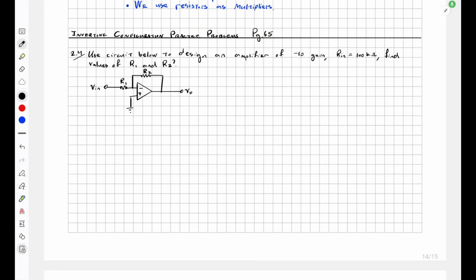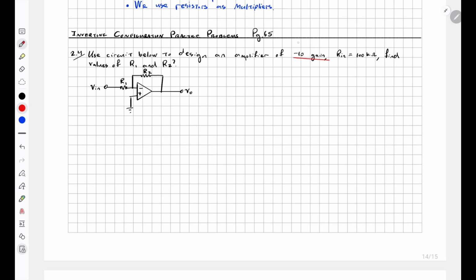This is the inverting configuration practice problems on page 65. This is practice problem 2.4. In this practice problem, we are given this op-amp inverting configuration circuit. And the question asks us to use the circuit below to design an amplifier with a gain of -10.